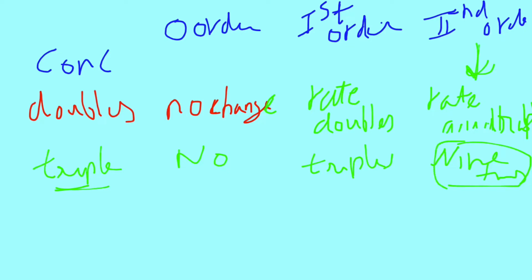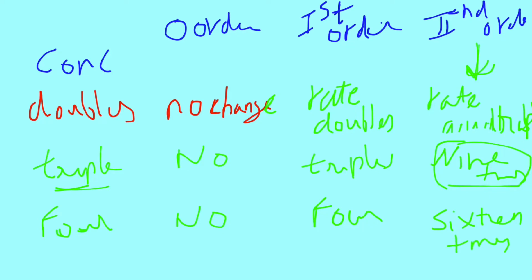Okay. And if you are increasing the concentration 4 times, then for zero order there will be no change, and for first order it will be the same as the concentration, 4 times, but here it will be 16 times. So it will become 16 times.